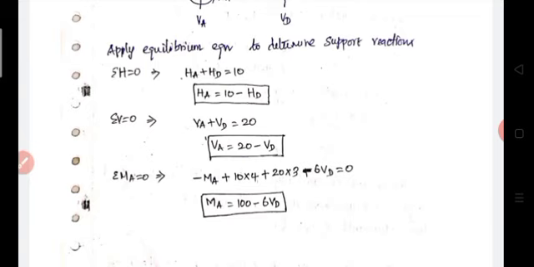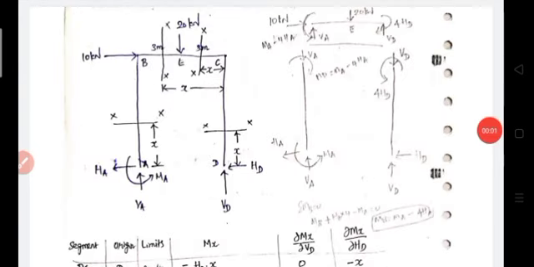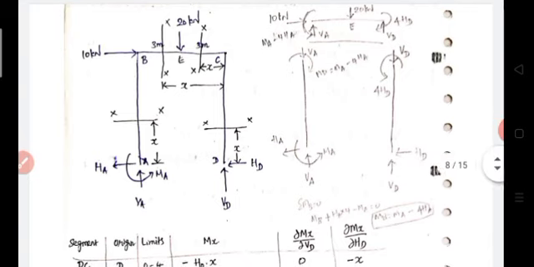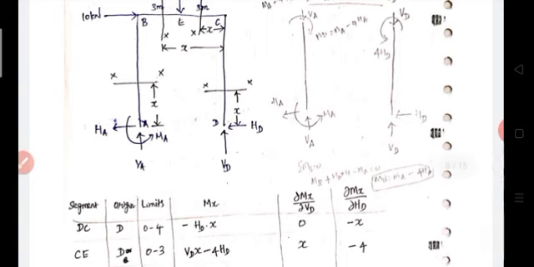Okay, we have determined the support reactions HA, VA and MA. They include both the external loads and the redundants, so they are in the form of both. Now write the moment equation at the different segments of the frame. For this you may make a table like this.